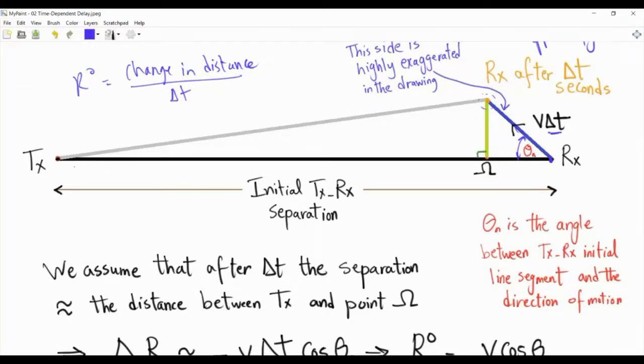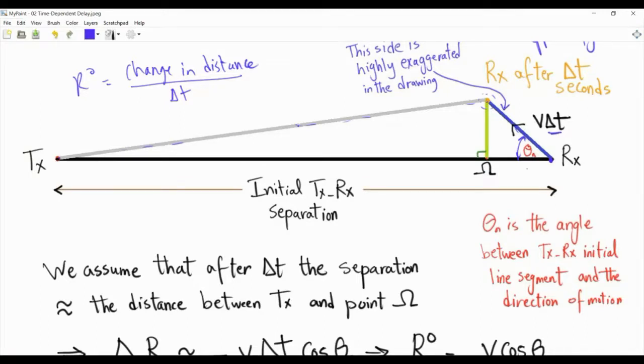Basically this is the separation between the transmitter and receiver, and now it becomes this along this gray line. So what is the length of this guy? If you want to write it exactly, it's annoying, because you have to apply the cosine rule and say that the new distance squared is the old distance squared plus v squared delta t squared, minus 2 times the product of the lengths multiplied by the cosine of the angle.